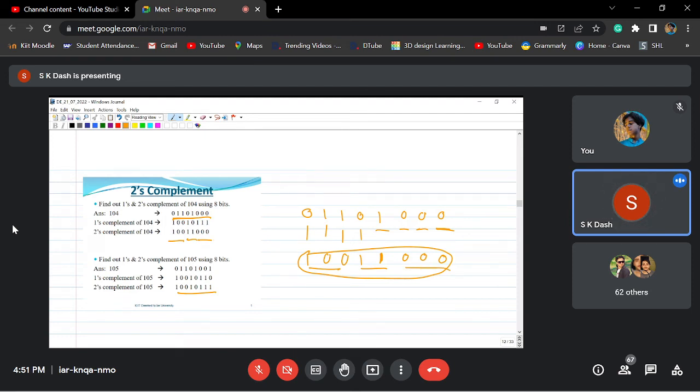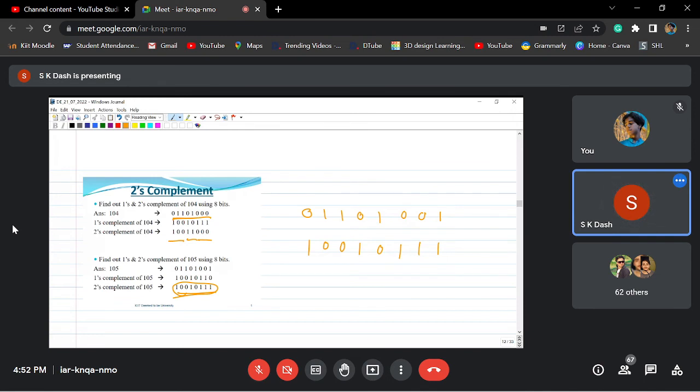Okay. Exactly the same example, 105. So how does it change? In 105, directly the least significant bit is 1. So I will copy that. Already 1 is encountered. Once you get the 1, after that what to do? Everything else will be changed. Everything else will be interchanged. So 0 will become 1, this 0 will become 1, this 1 will become 0, this 0 will become 1, this 1 will become 0, this 1 will become 0, this 0 will become 1. So this will be the 2's complement of that number.